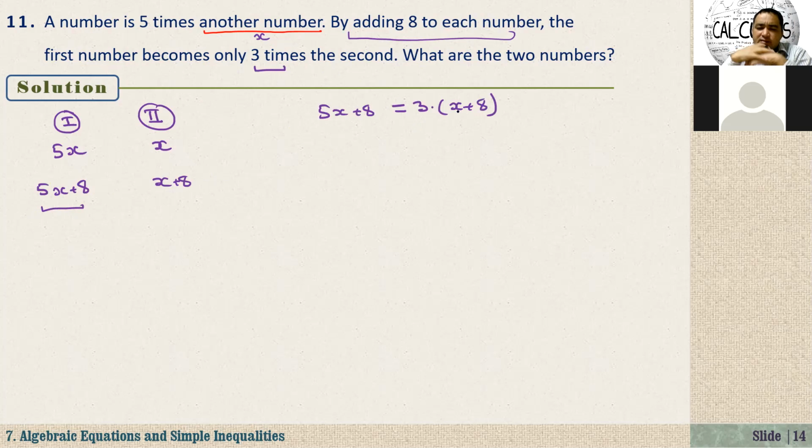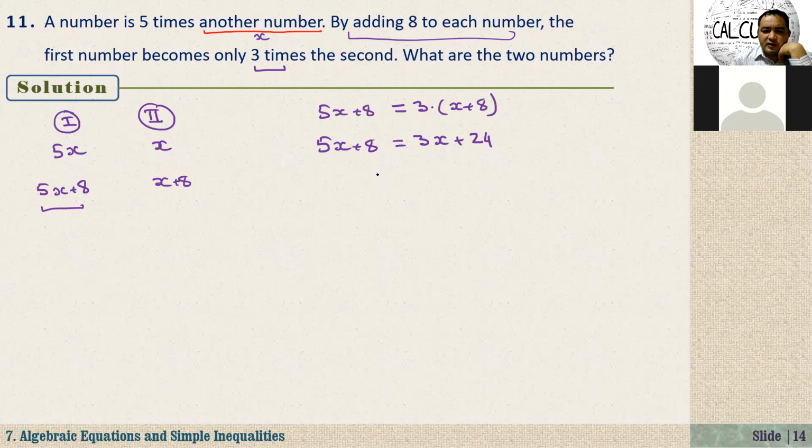Okay, that is the hardest part of solving word problems. Understand the problem, introduce a suitable variable to denote the unknown, then form the equation. Now we have to solve this. To solve this one, first 5x plus 8, right? And on the right hand side, 3 times x is 3x, plus 3 times 8 is 24.